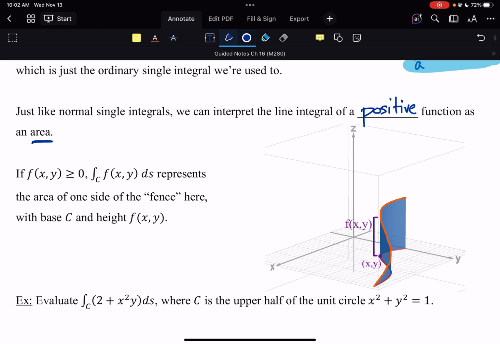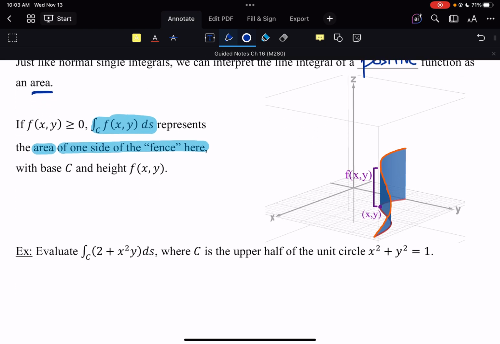So if f of x, y is greater than or equal to 0, the line integral over C represents the area of one side of the fence here. You can see it builds like this fence sticking up into 3D. If we take one side of this fence all the way along, that's going to give us an area. That area is what the line integral gives us. So the line integral is giving us the area of one side of this fence sticking up above the curve C, below the function f. So we have our surface up here, and we're going under the surface but above the curve specifically.